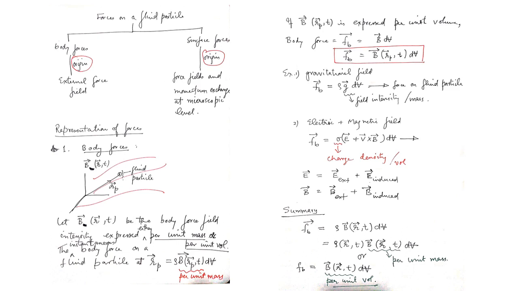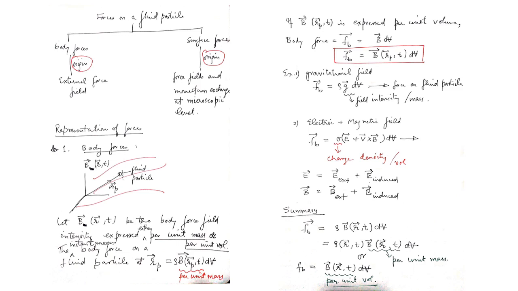So if B happens to be the body force field intensity, the intensity has to be expressed in two ways. One is you express it either per unit mass or per unit volume. So body forces are generally expressed as intensities either per unit mass or per unit volume.